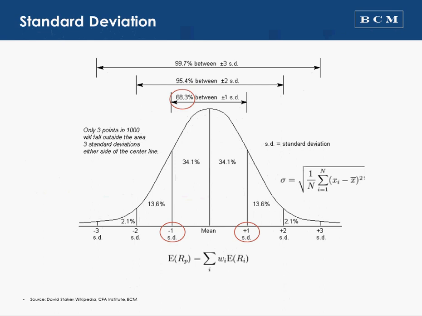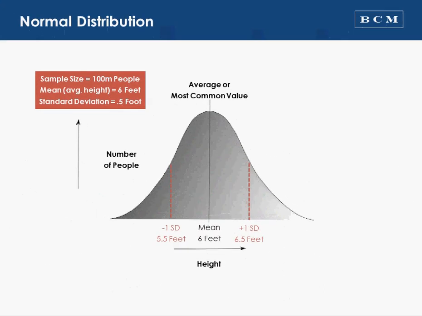Let's say that we went and measured the height of those 100 million men, meaning we'd have a sample size of 100 million. Now, based on the data, we can calculate the mean, and let's say it was 6 feet. We can also calculate the standard deviation of the height, and let's say we calculate that to be half a foot. Well, based on what we know about a normal distribution, we can say the following things.